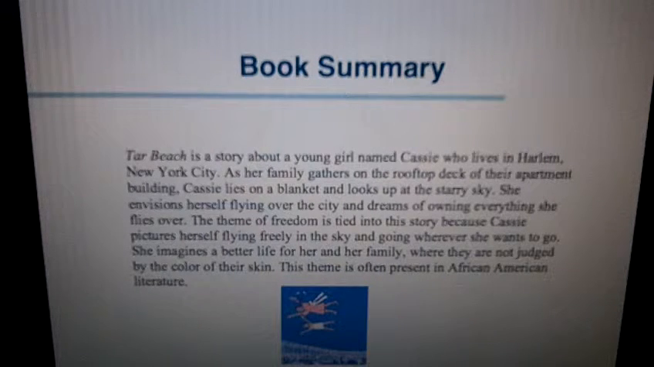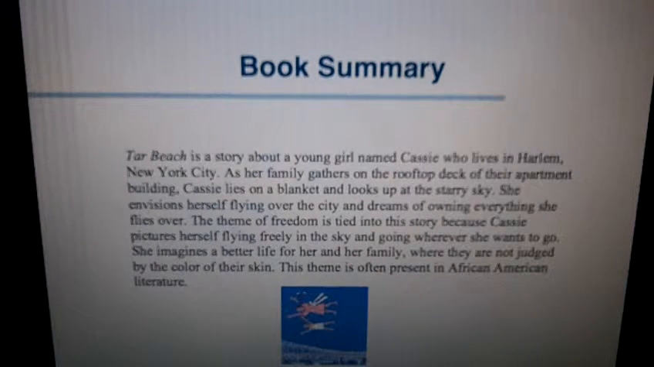Here is a little background and summary of the story I chose, Tar Beach. Tar Beach is a story about a young girl named Cassie who lives in Harlem, New York City. As her family gathers on the rooftop deck of their apartment building, Cassie lies on a blanket and looks up at the starry sky. She envisions herself flying over the city and dreams of owning everything she flies over.